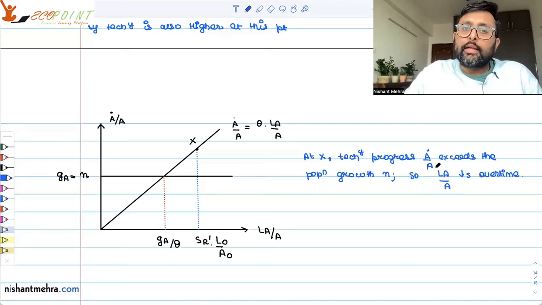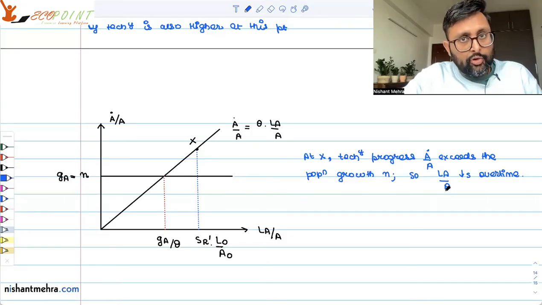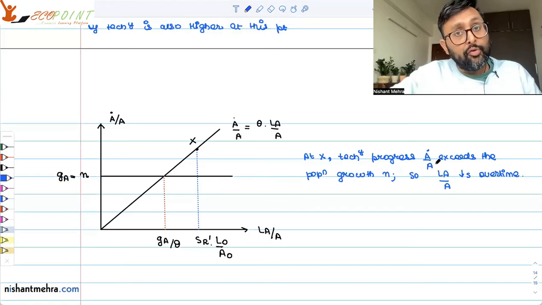Beta, when population will increase, then only the people who are engaged in research will increase. But the rate of growth of population itself is lesser than the rate of growth of technology. So A is growing at a faster rate than the growth rate of the labor force. And if the labor force grows at a slower rate than technology, then LA by A is going to fall.